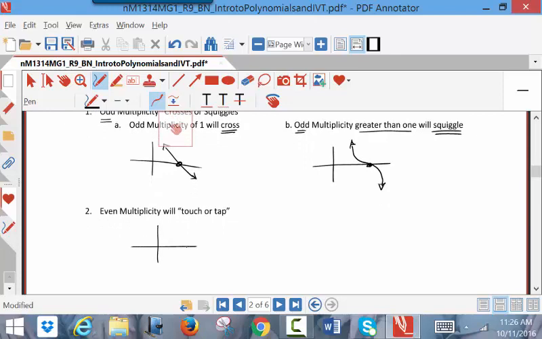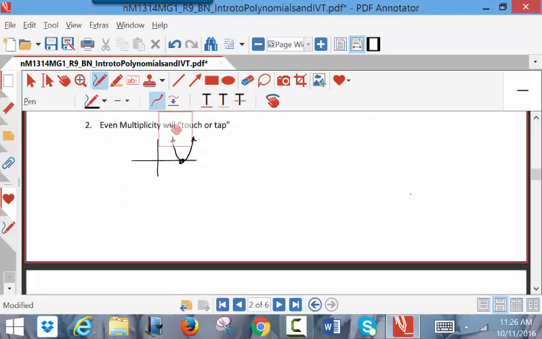So this is what it means to either touch or tap it. You're going to come down and bounce off of it and go back. Okay, that's where you touched it at the x-intercept and bounce back off or tap back off, if your multiplicity is an even multiplicity. Weird stuff, right? Really weird stuff.